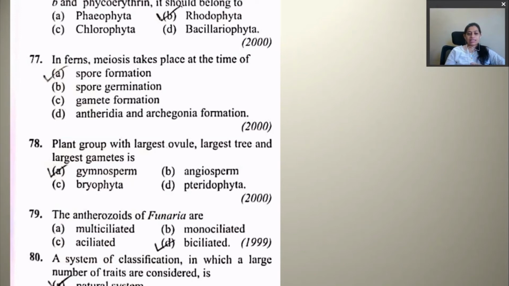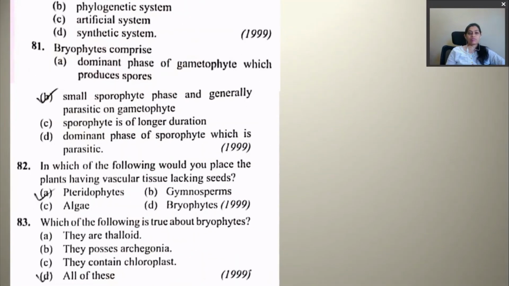Next, the antherozoids of Funaria are multinucleated, multiciliated, monociliated, aciliated or biciliated. So it is another important character of Funaria that their antherozoids are biciliated. So it is number D. A system of classification in which a large number of traits are considered is number 1 natural system, number 2 phylogenetic system, number 3 artificial system, and number 4 synthetic system. So number 1 is natural system.